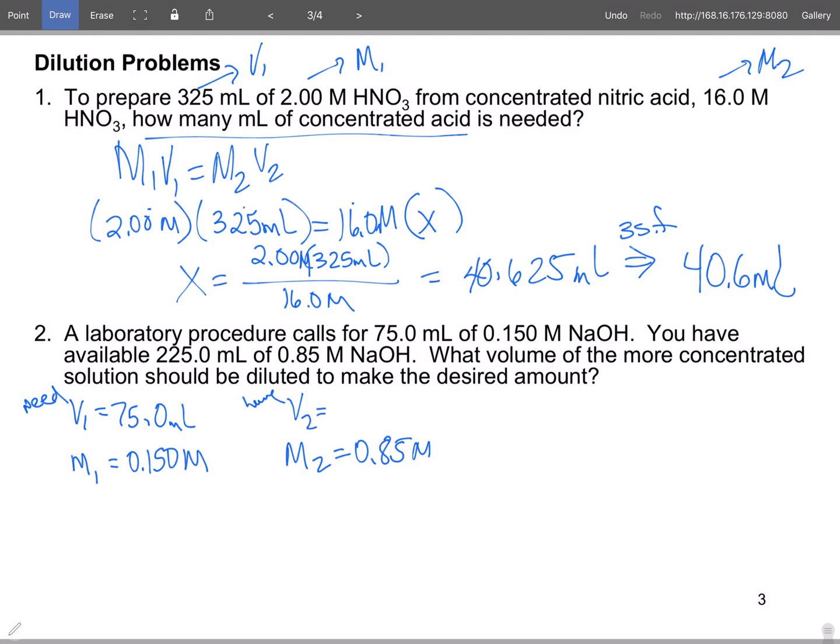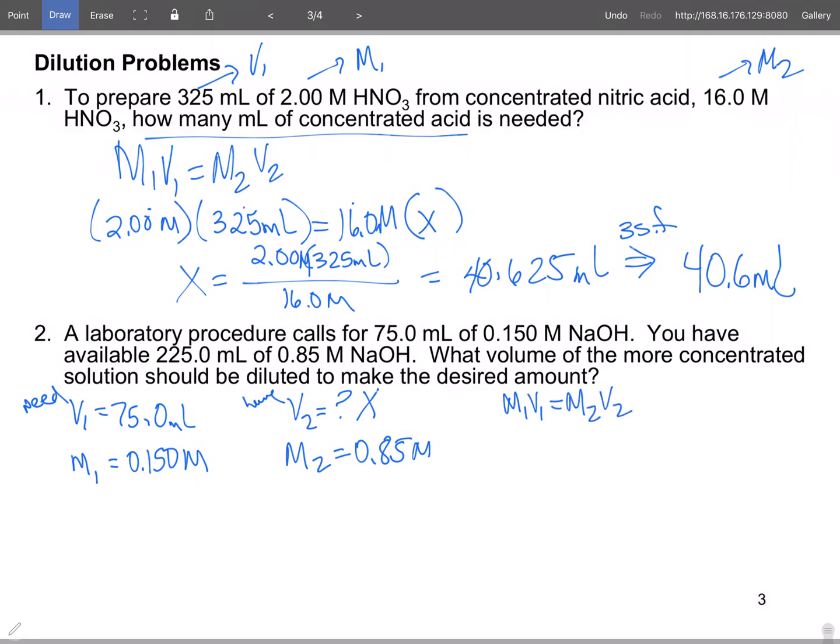No, for 2 reasons. One, it's more than what you need. And two, it's just sitting on a shelf, and that just tells you what you have. So if you need less than 225 mils, you have it. If you needed 300 mils, you don't have enough to run this. So we have to have our unknown, so that's our unknown, or X. So M1V1 is equal to M2V2.